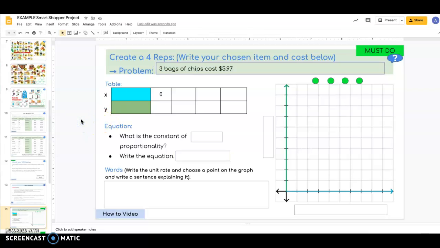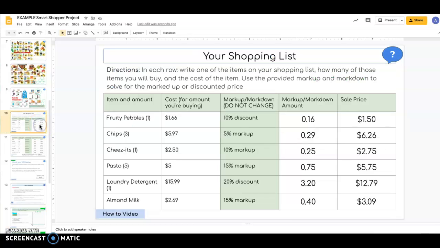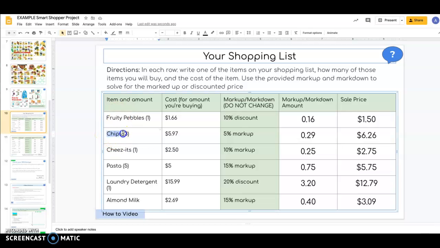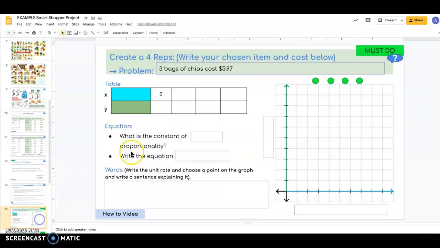And if you're like, wait, Miss Gilder, that was too fast. Can you show me again where you found that? I just went to my shopping list and I chose something from this list. So either page, it doesn't matter what you choose. You're just going to pick an item, how many of those items you're purchasing, and the cost. So I've chosen 3 bags of chips, which the store is selling for $5.97. So that's the sentence that I'm going to write.